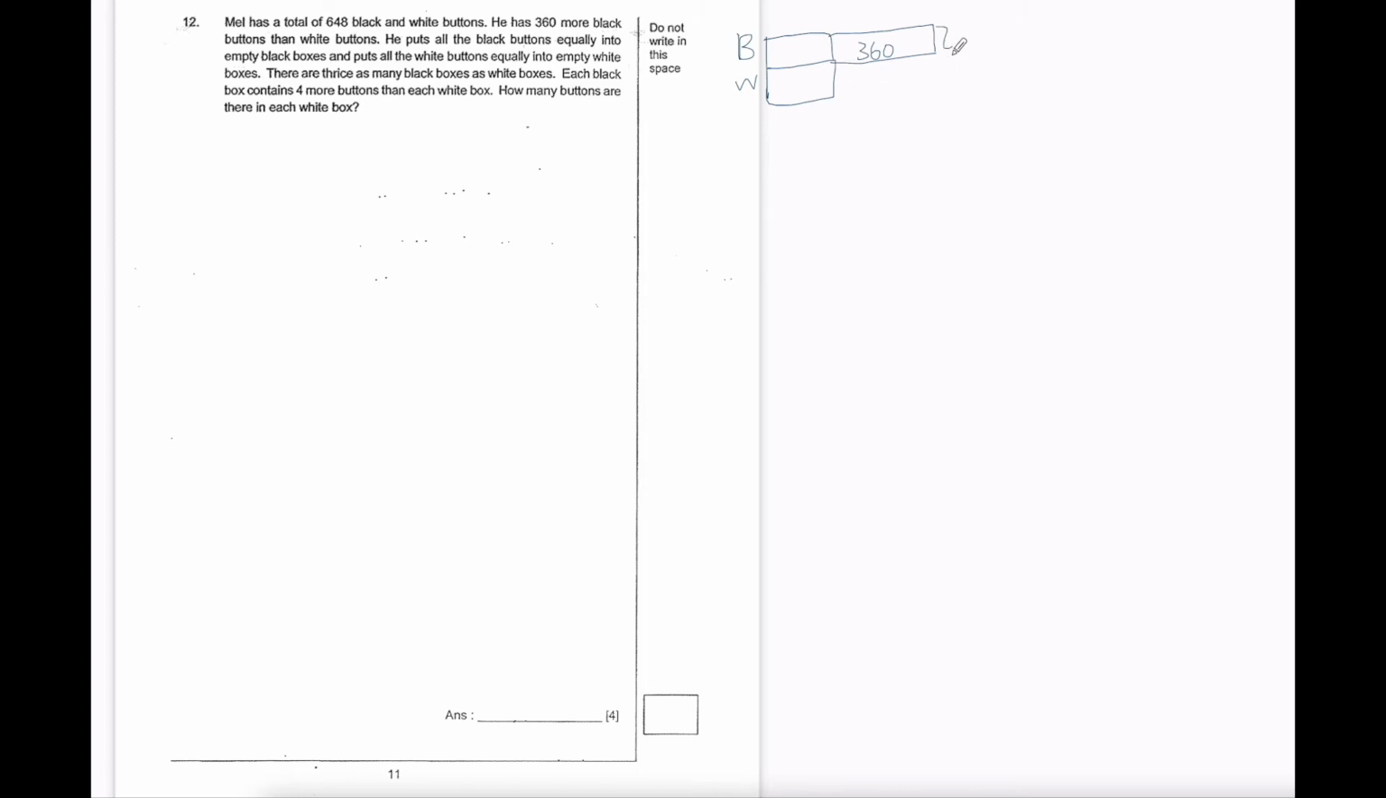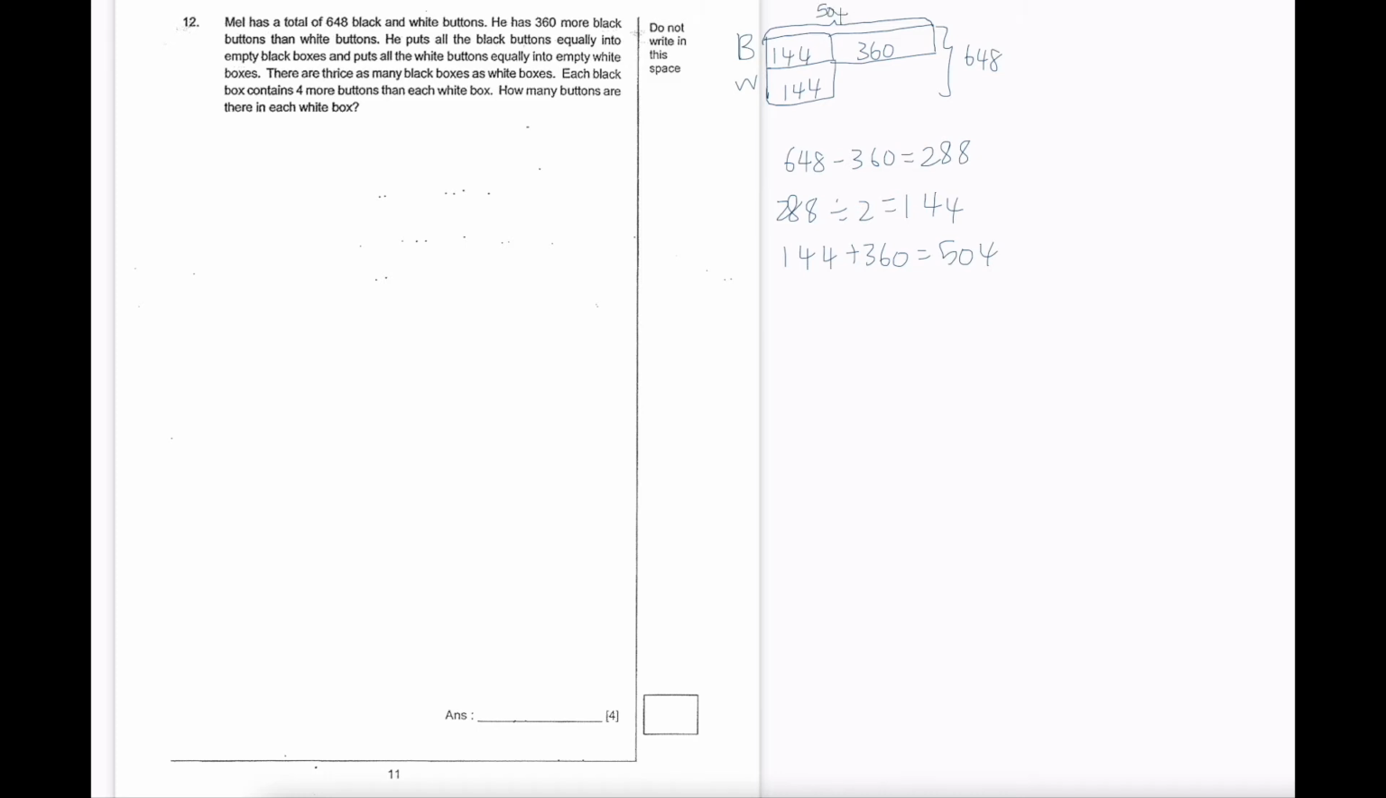The total is 648. So in order to find white, I just need to minus away the extra part protruding out here. I am going to get 288 and then I'll divide by 2. I'll get 144. Okay, so white has 144, and black will have, let's find out, 144 plus 360 equals 504. Yep, black will have 504.